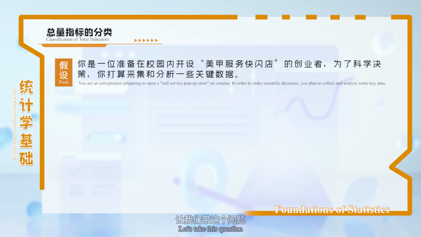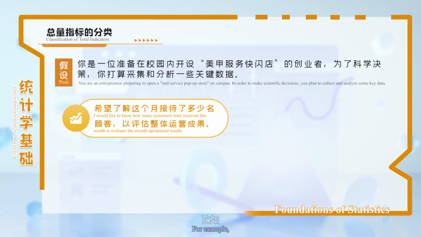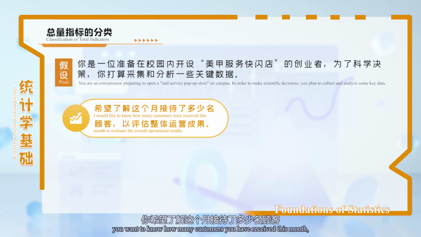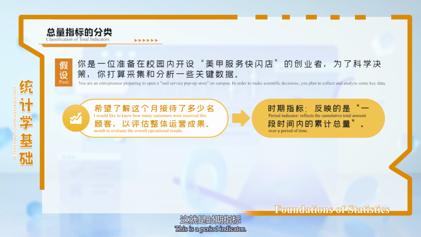Let's take this question to see an extended application of an entrepreneurial case. Suppose you are a person who plans to open a nail salon pop-up store. For scientific decision making, you plan to collect and analyze some key data. At this time, you can apply our total indicator today to assist in the judgment. For example, you want to know how many customers you have received this month to assess the overall operational results. This is a period indicator because it reflects the cumulative total within a period.